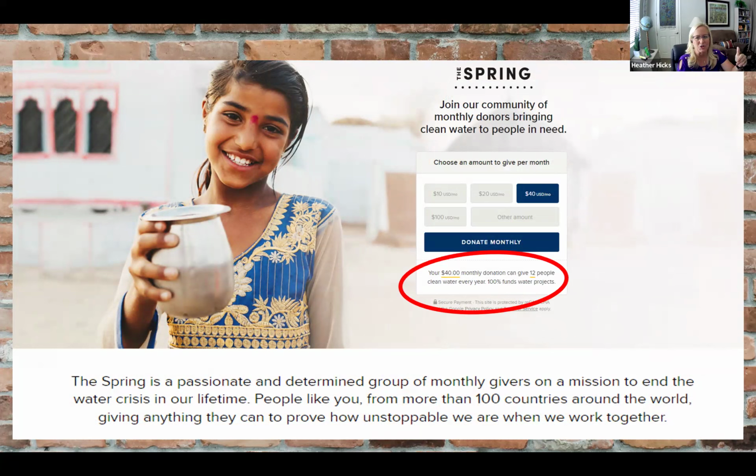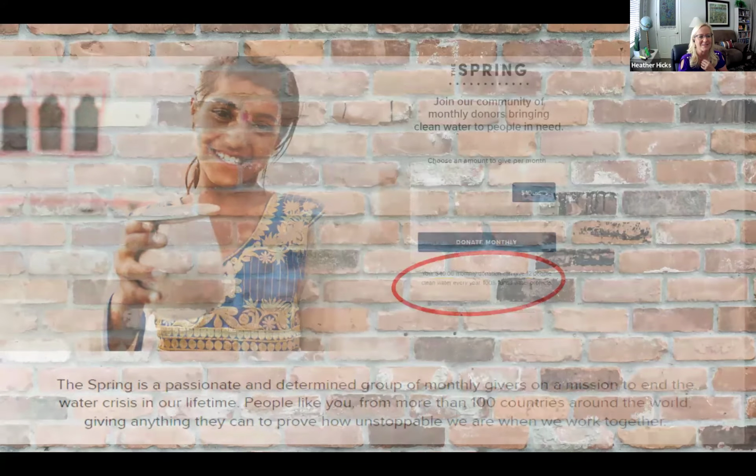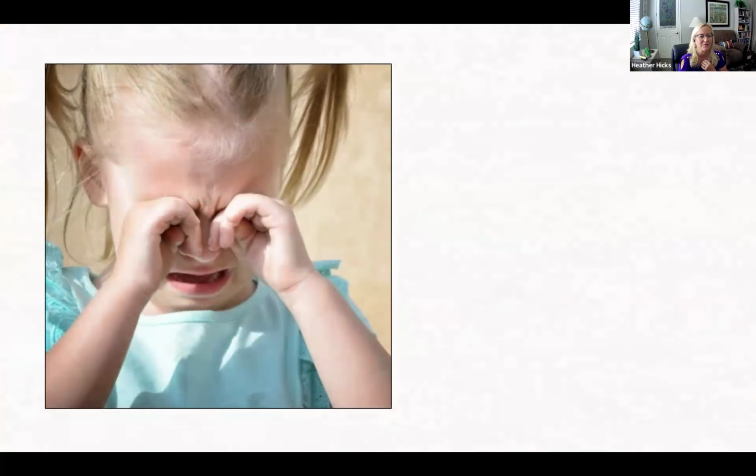The Spring has a cool donor processing system, because when you click on $40 a month, it tells you that helps 12 people get water. If you click on $10, it says 3 people. So they've got good options, but of course they said you can even do $5 a month. Love it. Love it. No gift is too small.